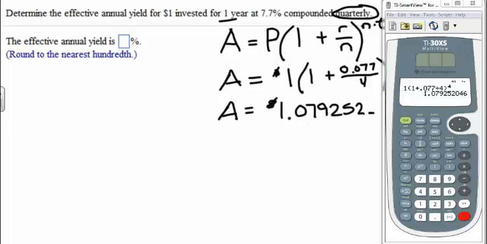So that's how much we would have in the account after 1 year. So if we invested $1 for 1 year at 7.7% compounded quarterly, we would get about $1.08.